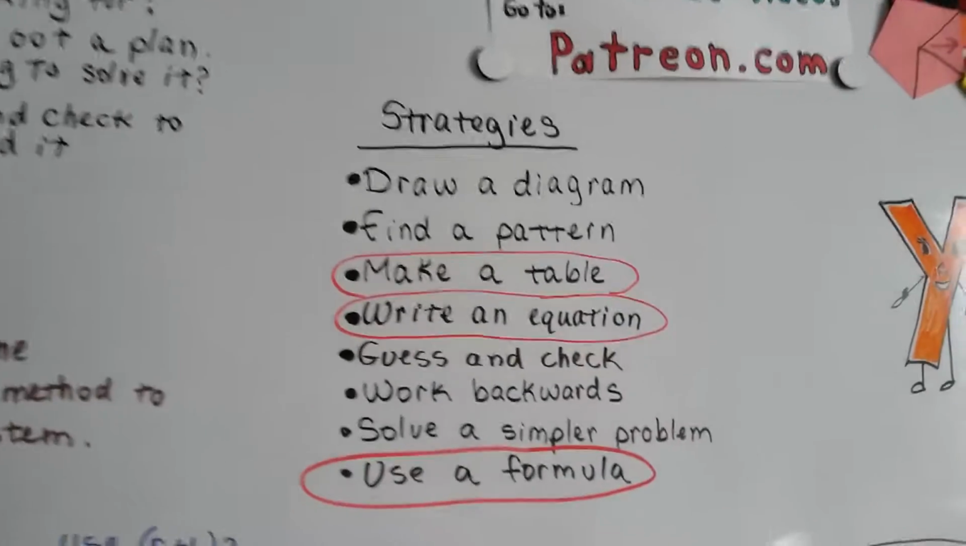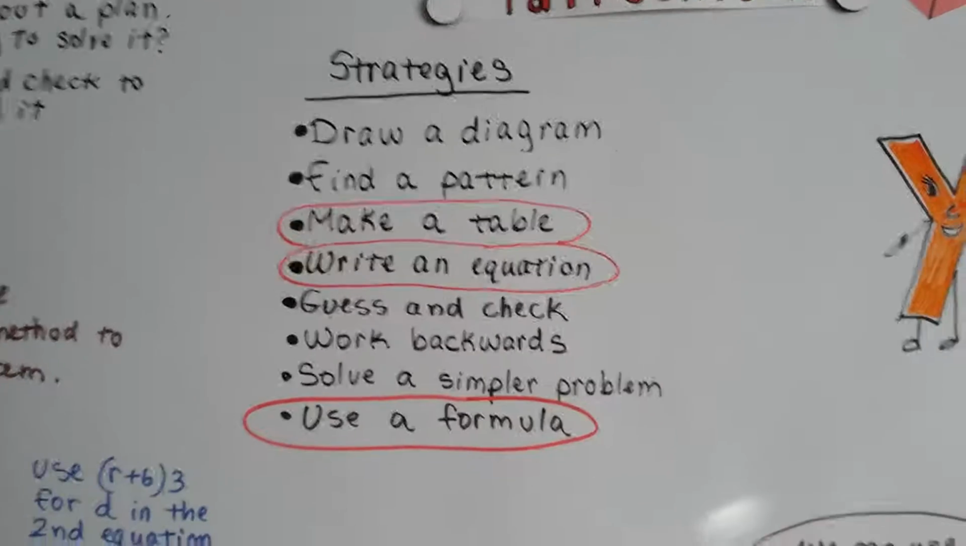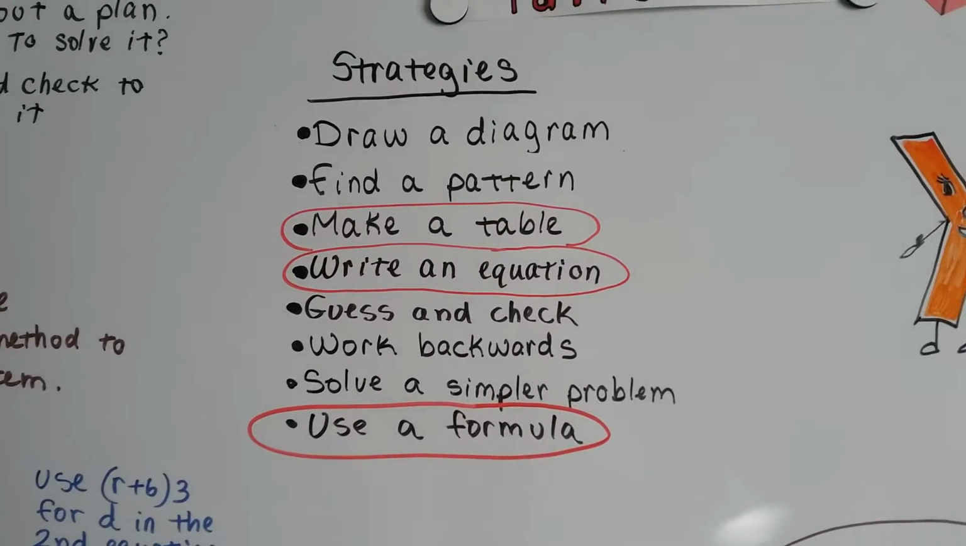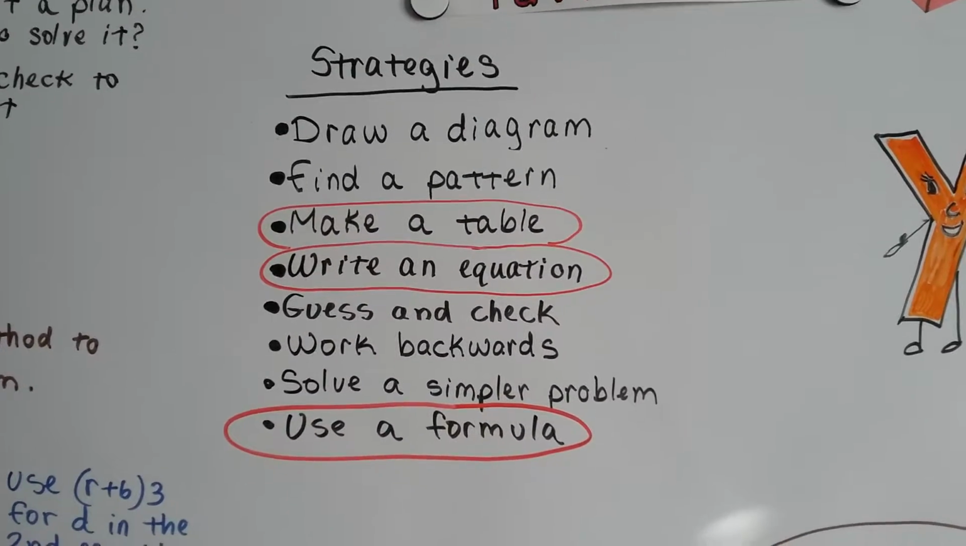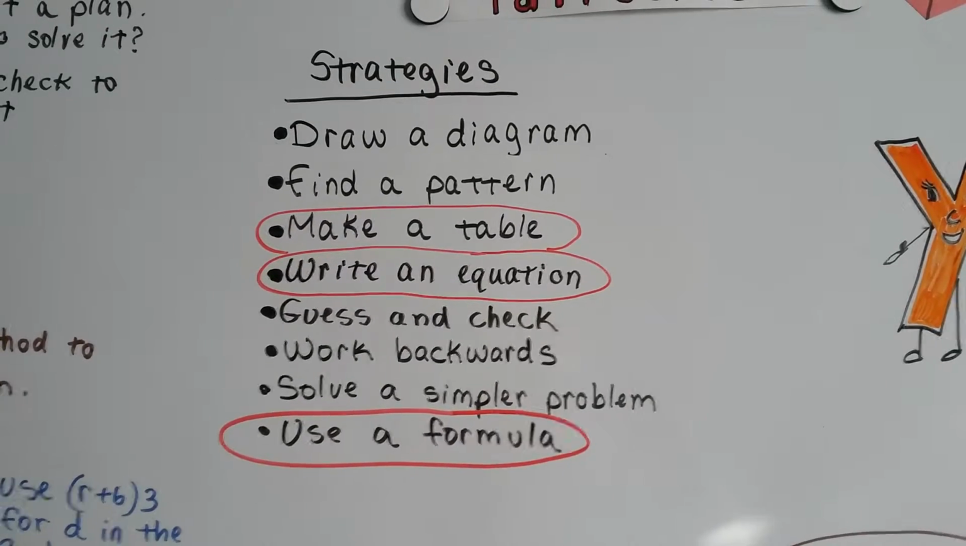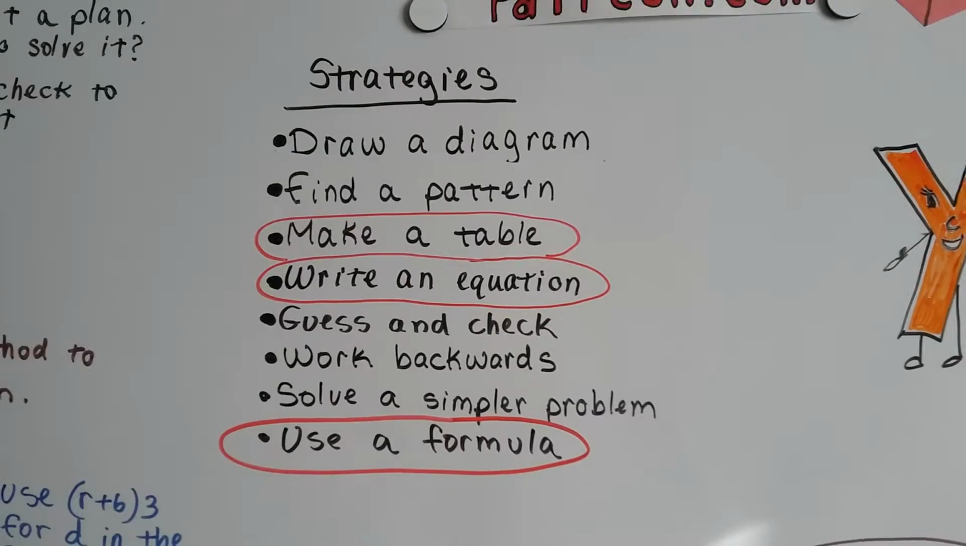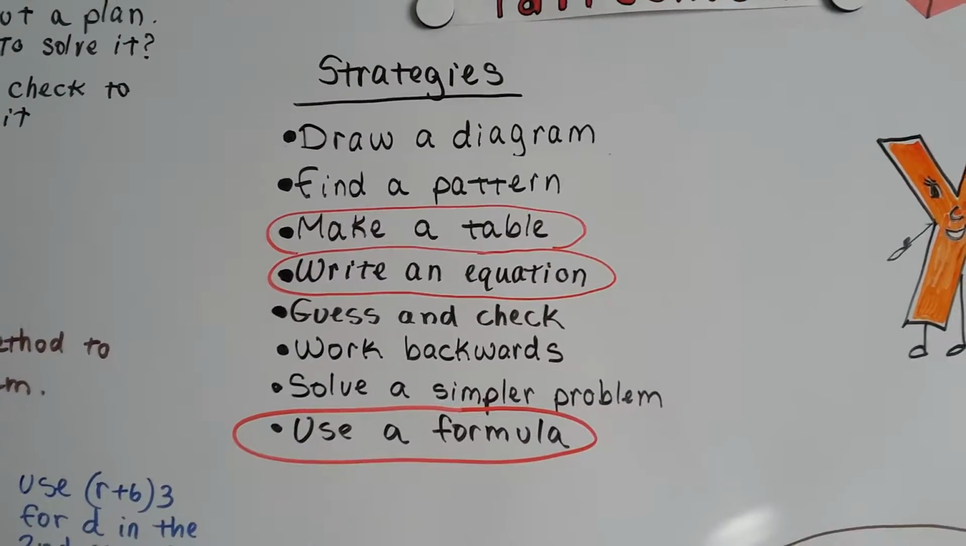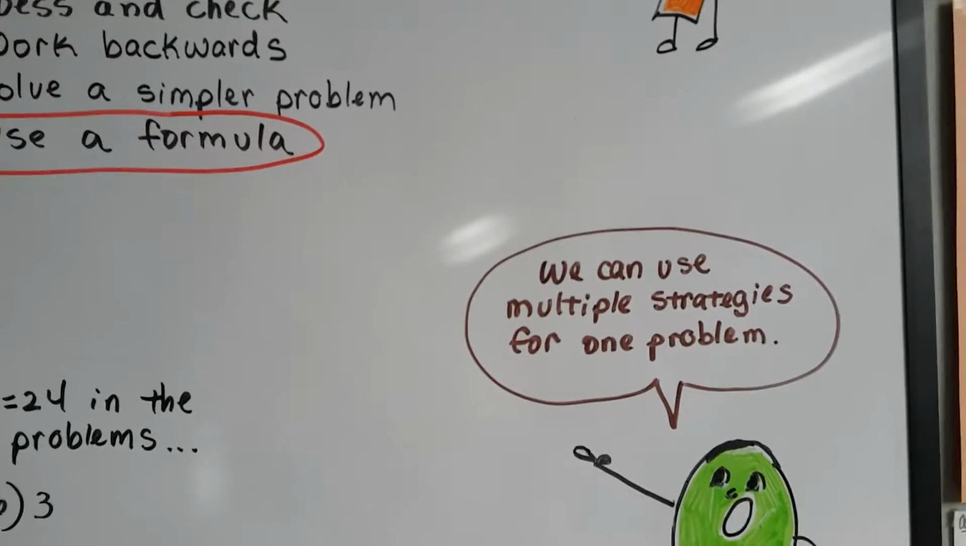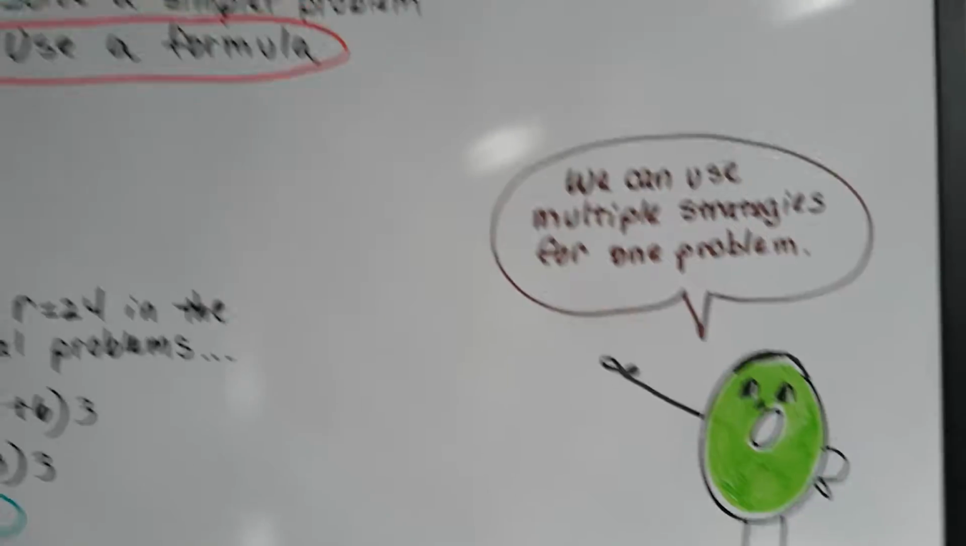And the strategies that we can use for word problems are these: drawing a diagram, finding a pattern, making a table, writing an equation. We can guess and check. We can even work backwards, solve a simpler version of it. We can use a formula. And in this video, we're going to make a table, write an equation, and use a formula, okay? So we can use multiple strategies for one problem, all right?